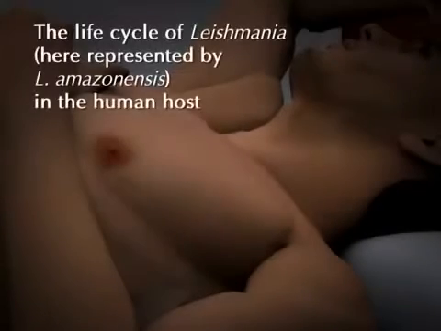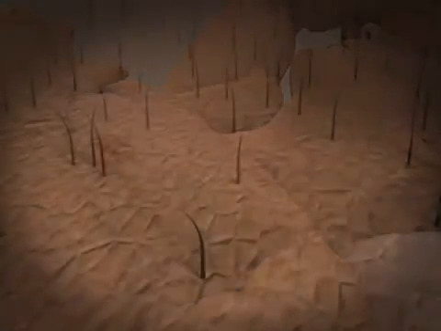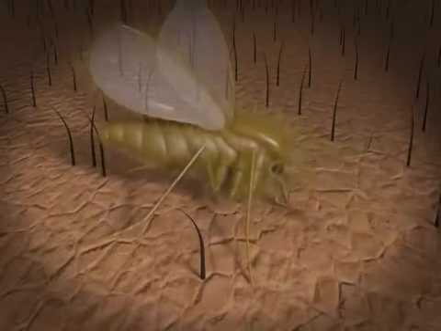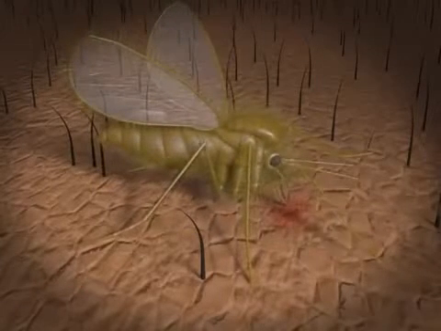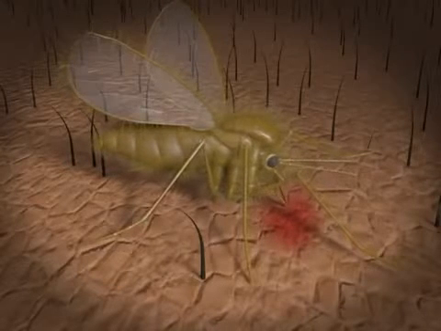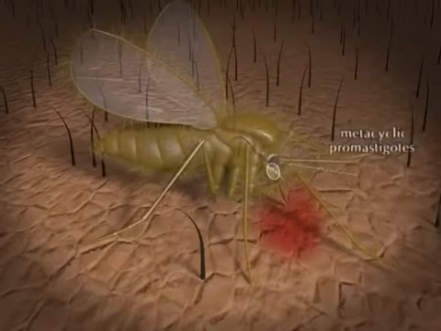The life cycle of Leishmania, here represented by Leishmania amazonensis, in the human host. The life cycle begins with a female sand fly insect, which is infected with Leishmania, biting a human host. Following the ingestion of blood, the metacyclic promastigotes are released and enter the host through the bite site by regurgitation.